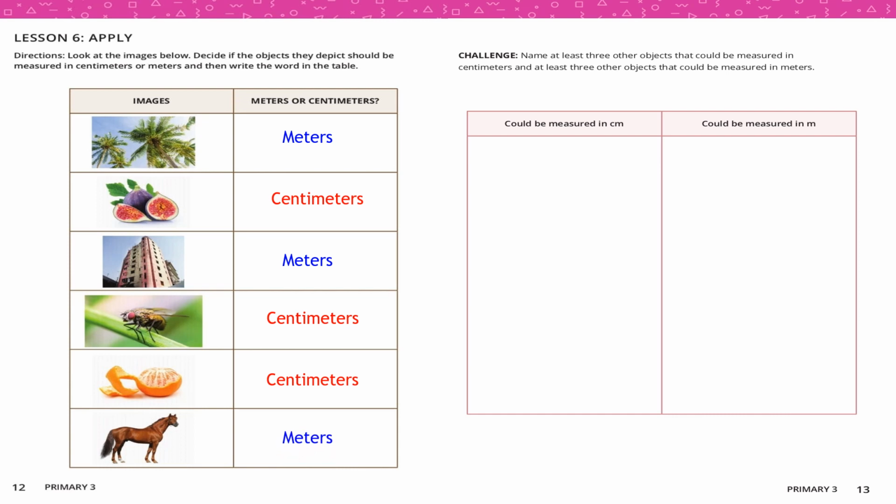Our challenge: name at least 3 other objects that you could measure in centimeter and at least 3 other objects that could be measured in meter. What could be measured in centimeter? Maybe grapes, buttons, razors. Could be measured in meter: pool, bed, sofa.